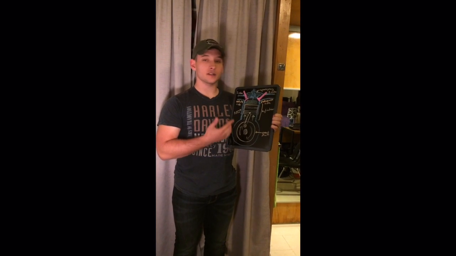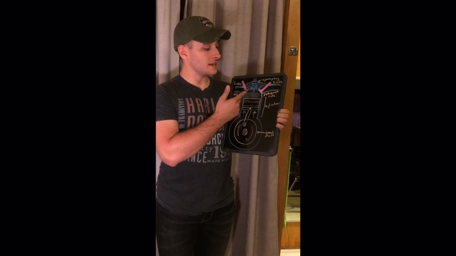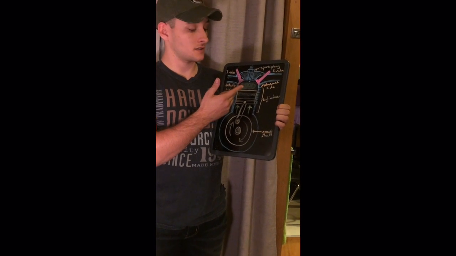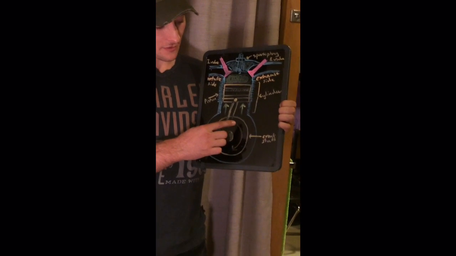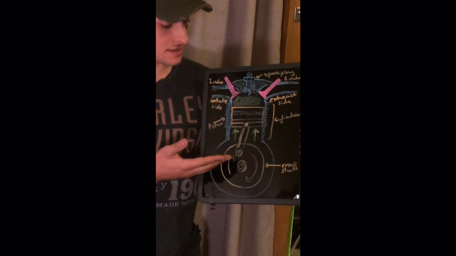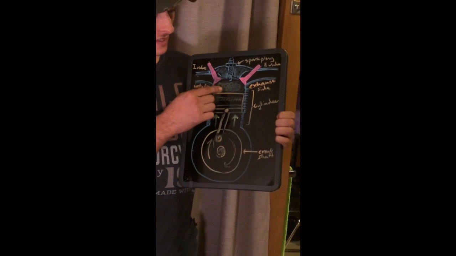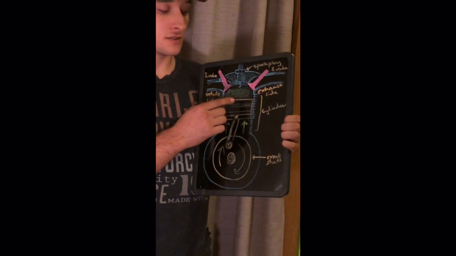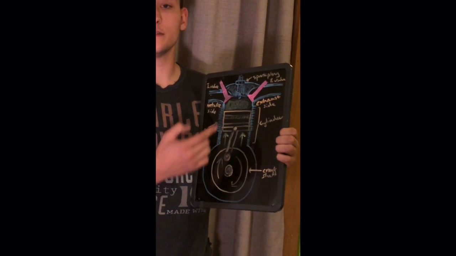So now, let's take a look at the compression stroke. So now we have the compression stroke. During the compression stroke, both our intake and exhaust valve are closed again. As the crankshaft rotates further, it moves the piston up, therefore compressing the air-fuel mixture to the necessary pressure needed for combustion. So now, let's take a look at the power stroke.